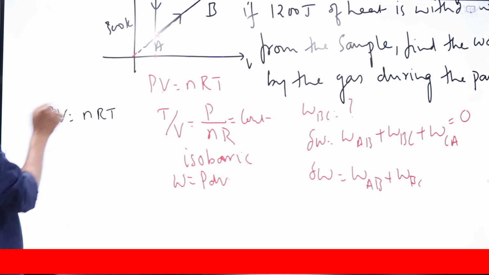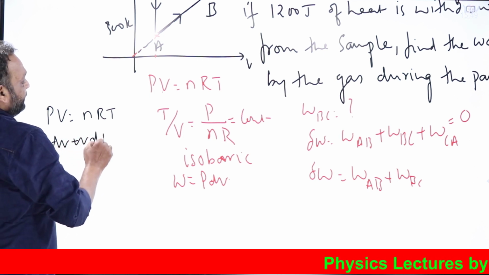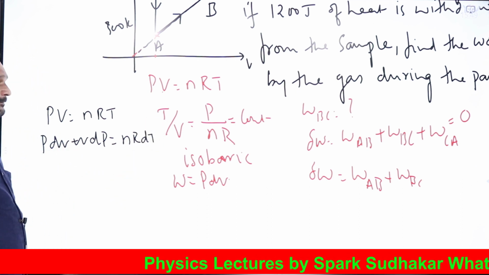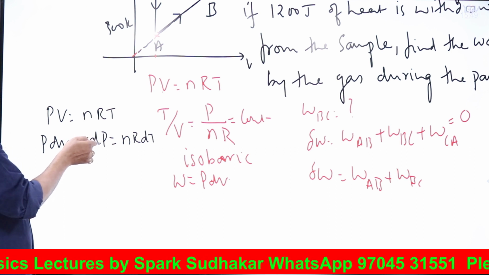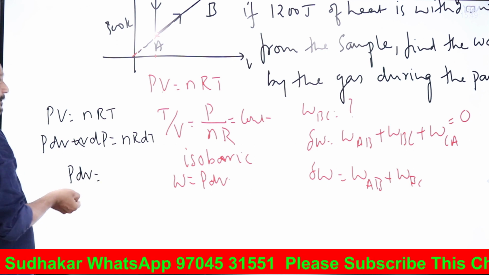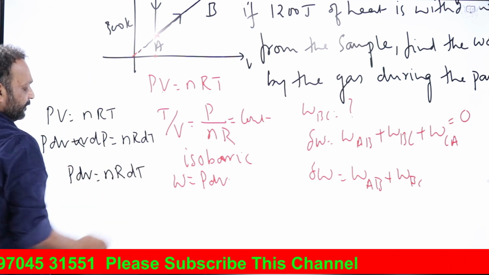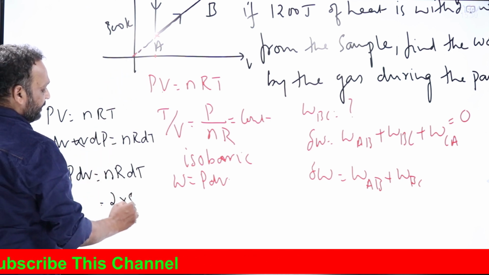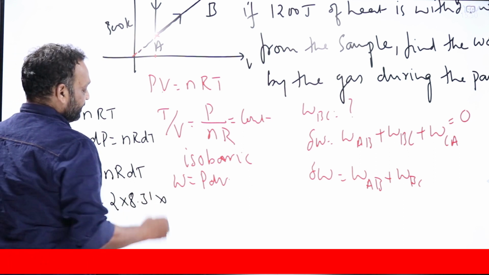I'll differentiate this equation. PdV plus VdP is equal to nRdT, we can write. This process is an isobaric process, so change in pressure dP will be equal to zero. So PdV, the work done, that's what we are expecting in an isobaric process, must be equal to nRdT. Now n is given, 2 moles of gas. Gas constant is 8.31 joule per mole Kelvin into change in temperature.